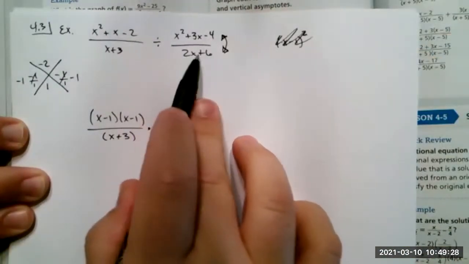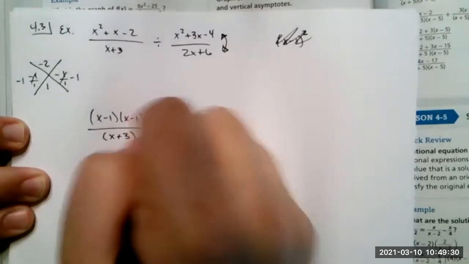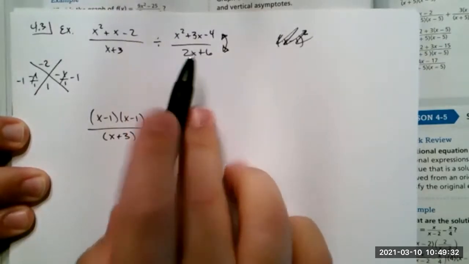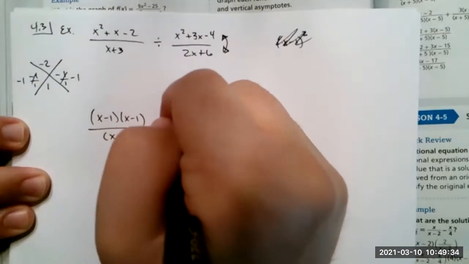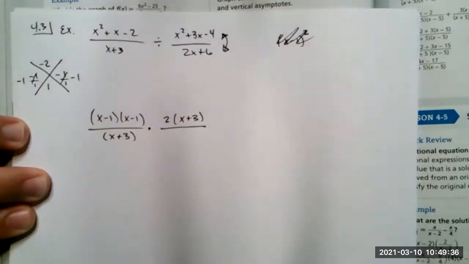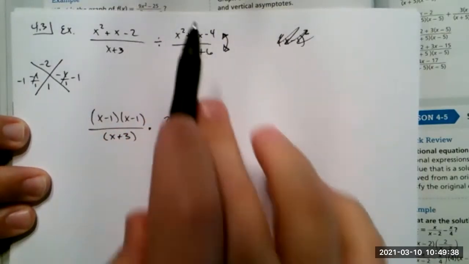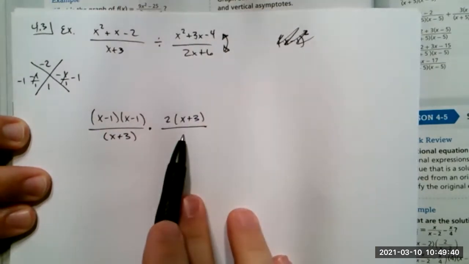So 2x plus 6 will now be in my numerator. I've got a GCF there of 2, so I can take a 2 out. And then my old numerator will now be down in my denominator.